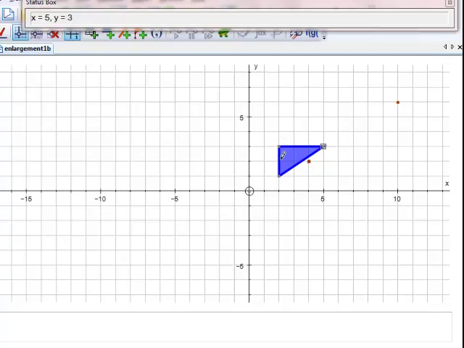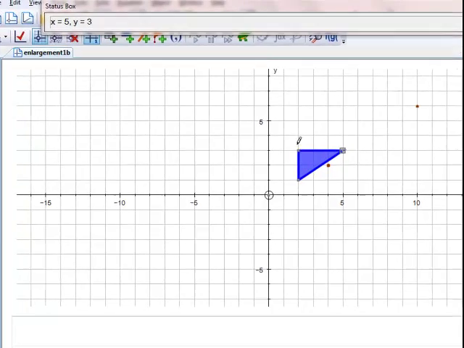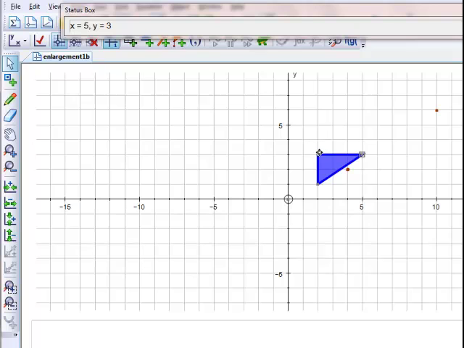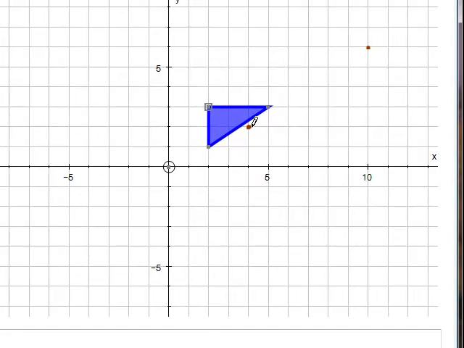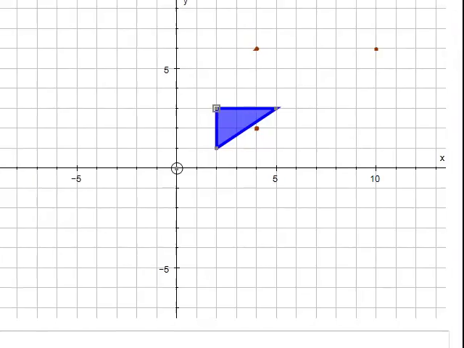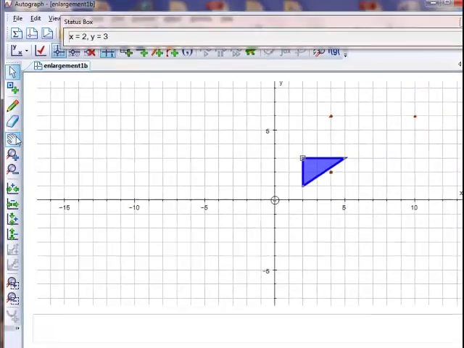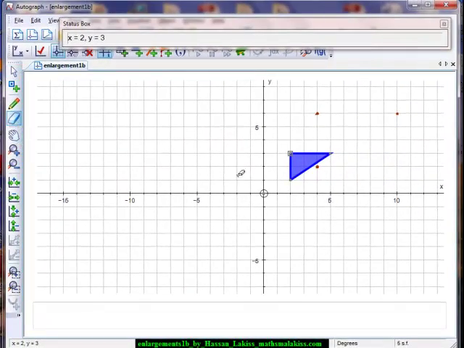And this third point here is 2 across, 3 up. It's 2, 3. If you double each of those, what do you get? 4 across, 6 up. So you can see your triangle there. The advice is always draw some construction lines to help you.